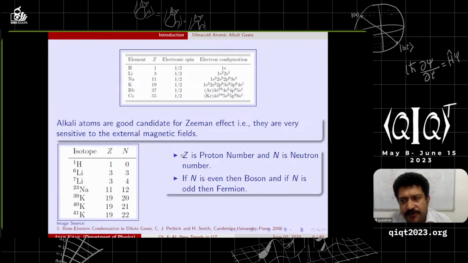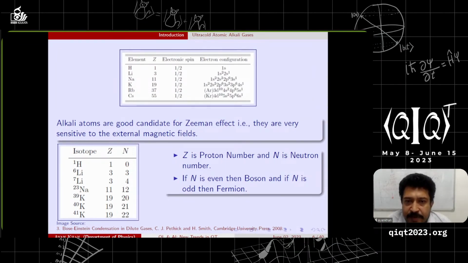But before going into something else, what I feel is always important, and this is specifically intended for the students: when I say ultra cold atomic alkali gas, why alkali? And what do I mean by Bose-Einstein condensate, bosons, fermions?